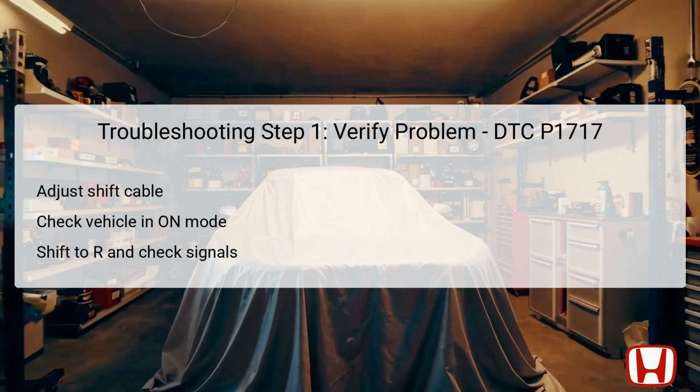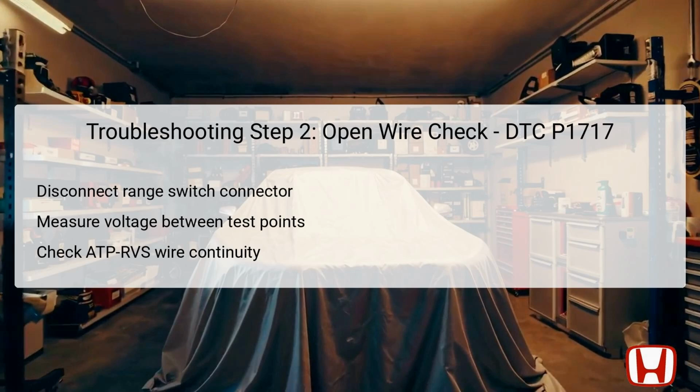Specifically, check for the status of the ATR switch and the reverse switch, ATP RVS. The main goal here is to confirm if the current conditions align with the specified thresholds. If the parameters exceed or fail to meet expectations, it indicates that a deeper issue lies within the transmission range switch or its connections.